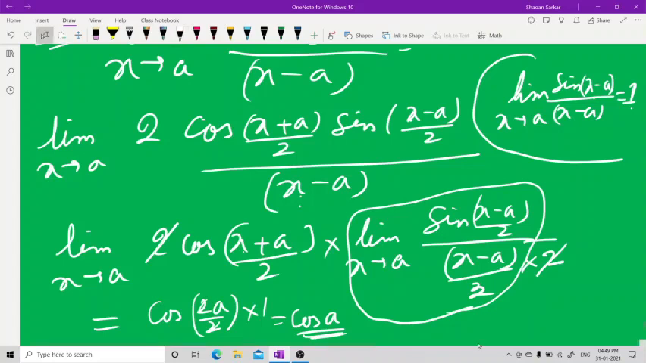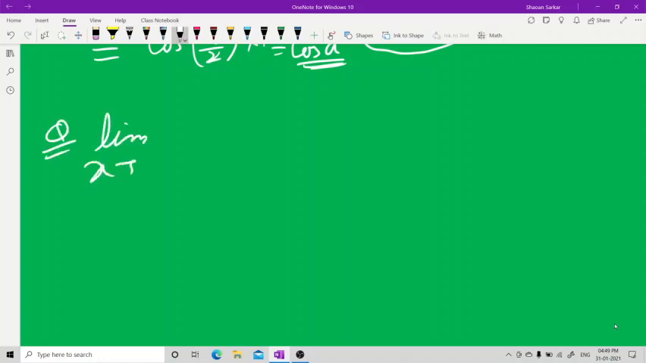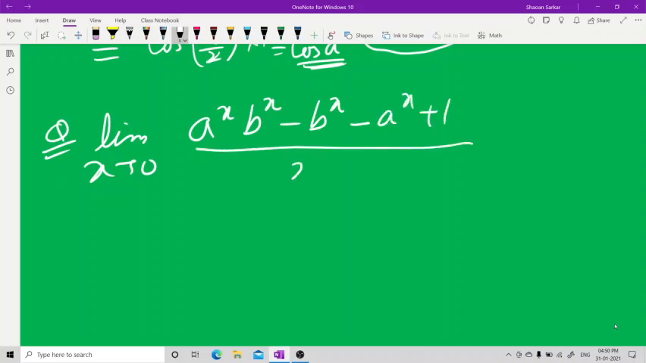Now you have another good question. Let's see. You have this question: limit x tending to 0, (a to the power of x, b to the power of x, minus b to the power of x, plus minus a to the power of x, plus 1) upon x square.